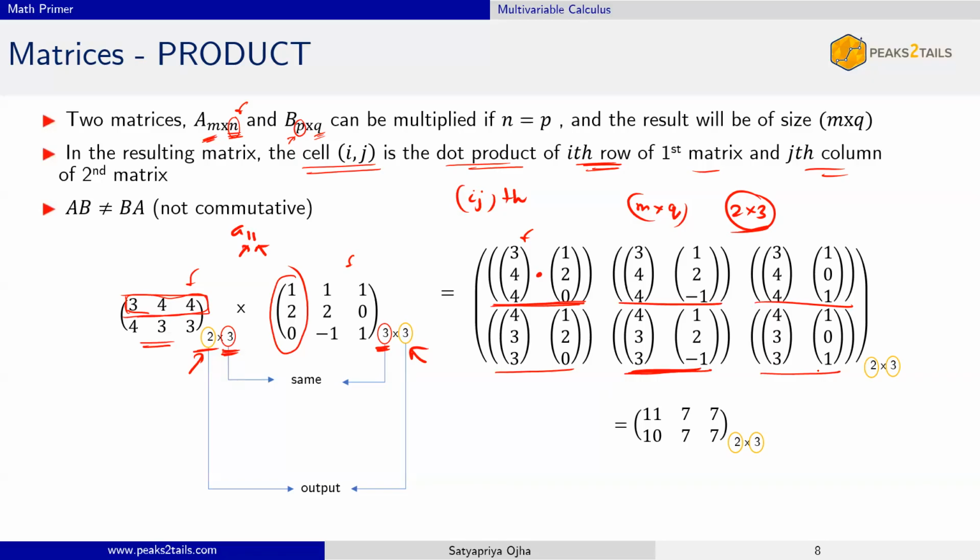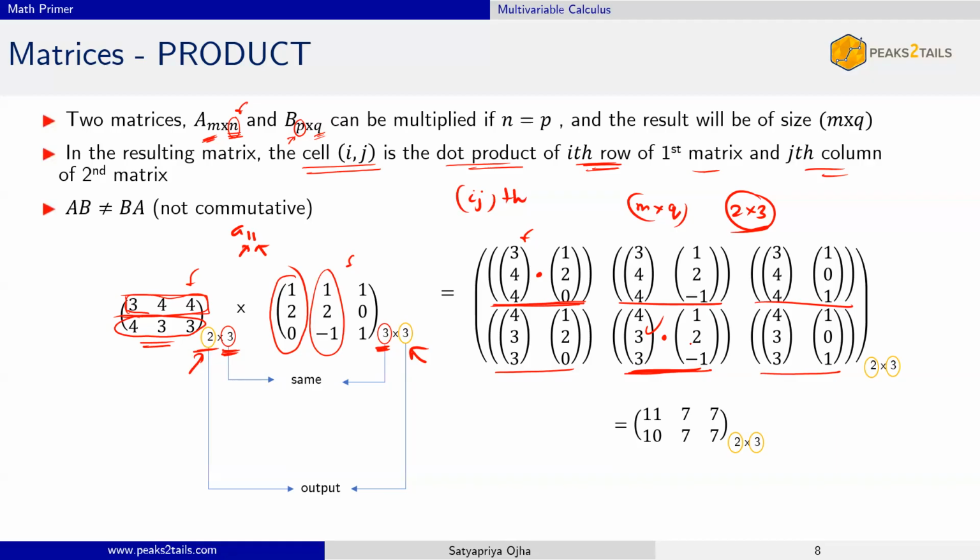Okay. 2, 2. Yes. Second row, second column, correct? So how do I do it? Second row, second column means second row from the first matrix, that's this one, dot product with the second column from the second matrix: 1, 2, minus 1. Right?